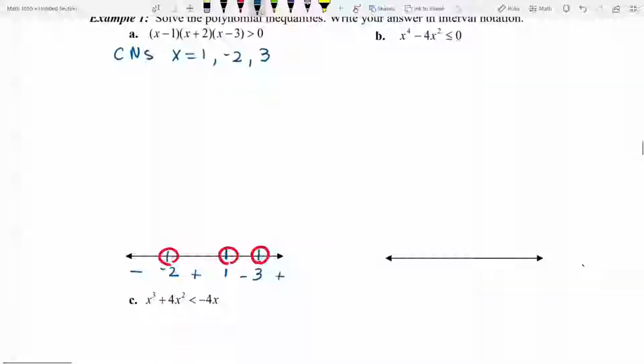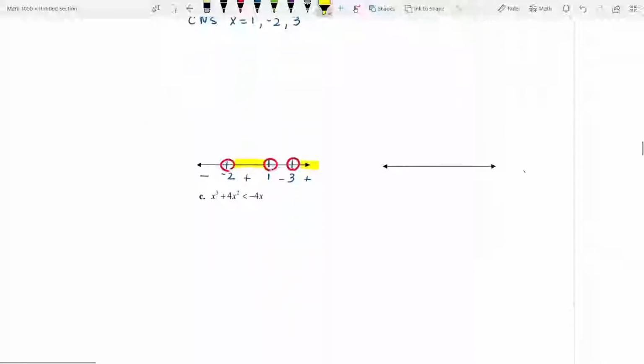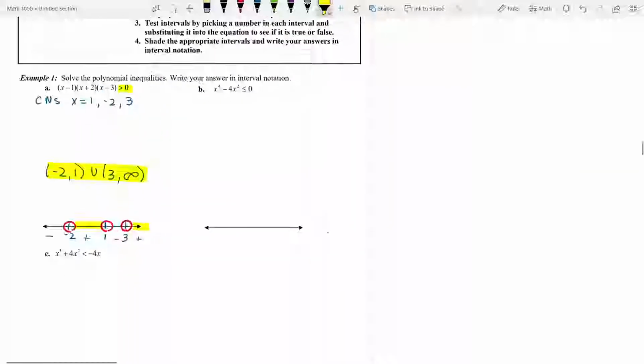What regions do I shade? Well, it said greater than 0, which means positive. So that would be here and here. So most of the time they're going to have you write it in interval form. So my answer is going to be -2 with a parenthesis to 1 with a parenthesis, union 3 with a parenthesis to infinity with a parenthesis. That's my answer, and I'm done. 3 numbers, just same policy though, same procedure.